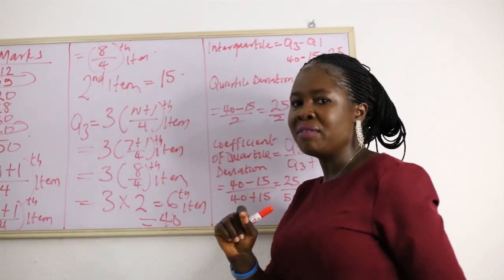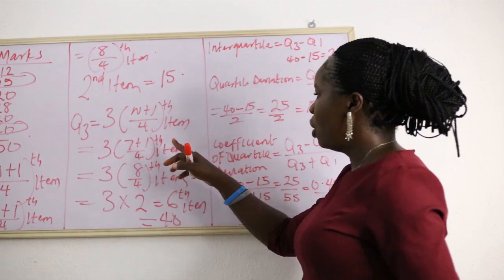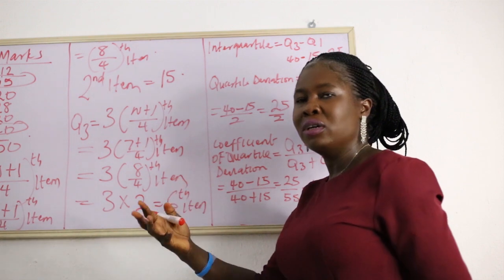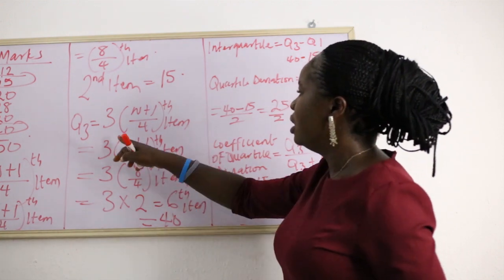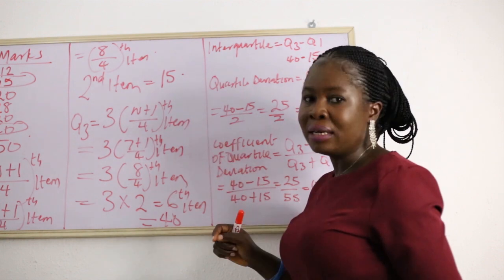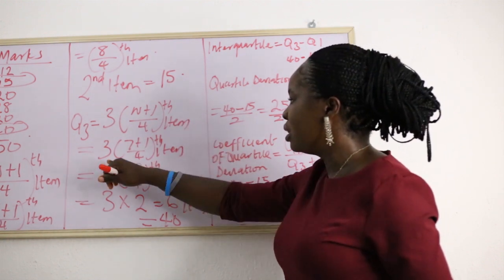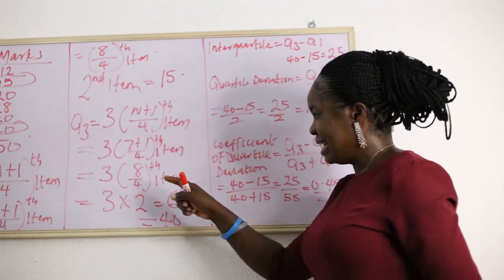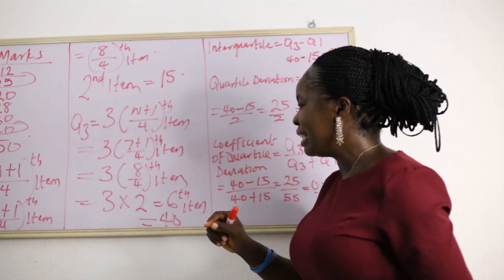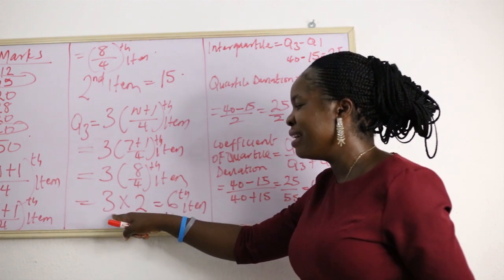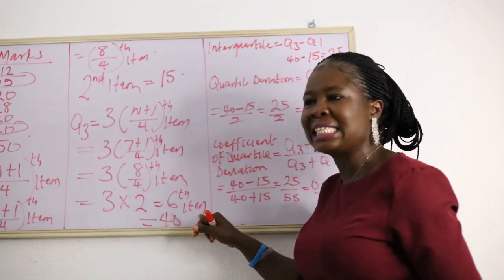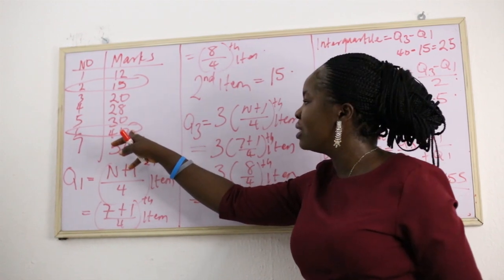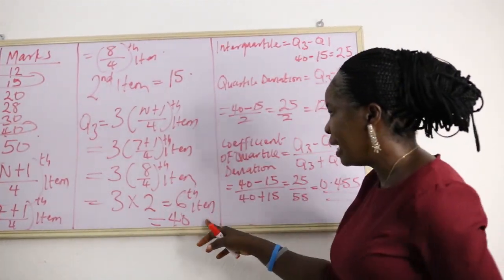Then Q3 is 3 into bracket n plus 1 all over 4, just three quarters. So it will be 3 into bracket n plus 1 all over 4, nth item. So 3 into bracket 7 plus 1 divided by 4. That's 3 into bracket 8 divided by 4. 8 divided by 4 will give us 2, so that will be 3 times 2. That's the 6th item. And looking at the board, the 6th mark is 40. So I've circled it out and I wrote 40.